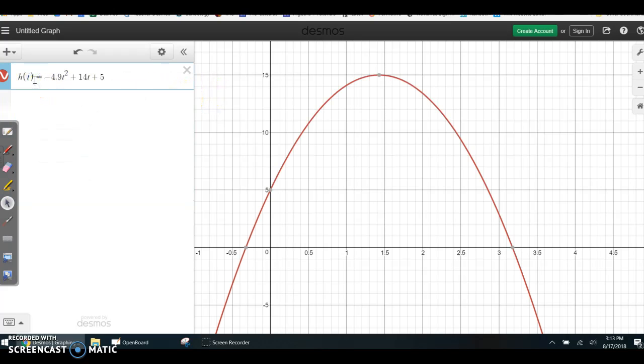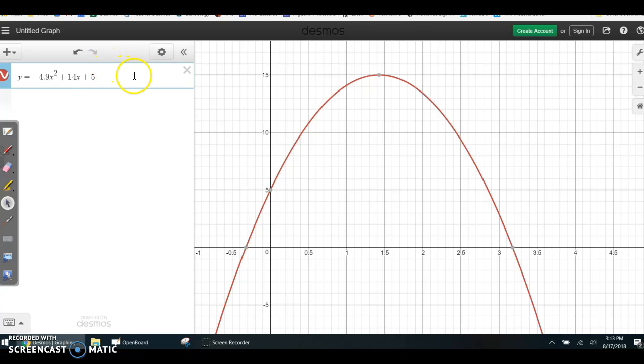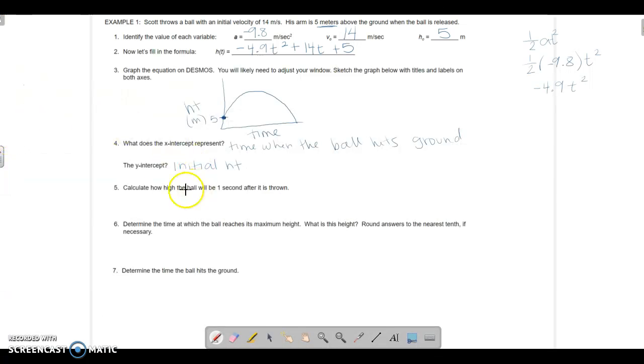Let's change all of this to be in terms of y and x. So I'm going to make that y, and I'm going to change my t's to be x's. I wonder if this is going to help us. So if I just use this, let's make our table now. If we try to make the table, look at that, it helps us. So maybe in the future, instead of using h of t on Desmos, just use y and x. But right here, we can see at 1 second, our output is 14.1 meters. So there's your point right there. That answers the question we were looking for. Calculate how high the ball will be 1 second after it's thrown. That's going to be 14.1 meters.